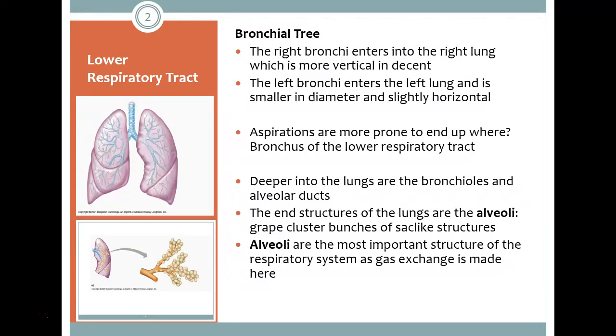And if we were to do a cross-section of the lungs, we would notice that they are made up of bronchioles and alveolar ducts. And then looking even closer, we know that the end structures of the lungs are called the alveoli. This is where all the action's happening, where the gas exchange is occurring. So we're getting the oxygen and carbon dioxide exchanged at this level.